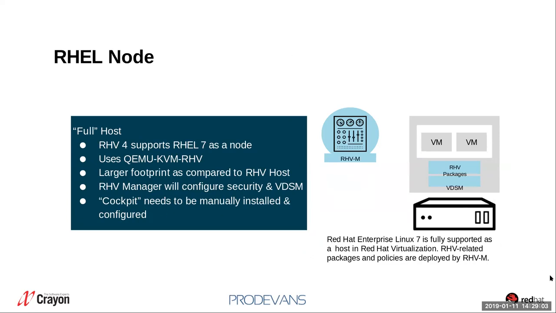Okay, so here you can see this is a physical machine, with VDSM and the RHV packages. On top of that, we can install the VMs. These VMs are nothing but a RHEL node. It may be a Microsoft OS, it may be a FreeBSD OS, it may be an Ubuntu OS. So all these VMs are known as the RHEL node.